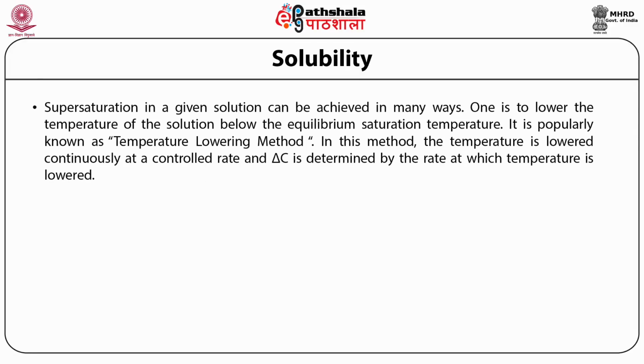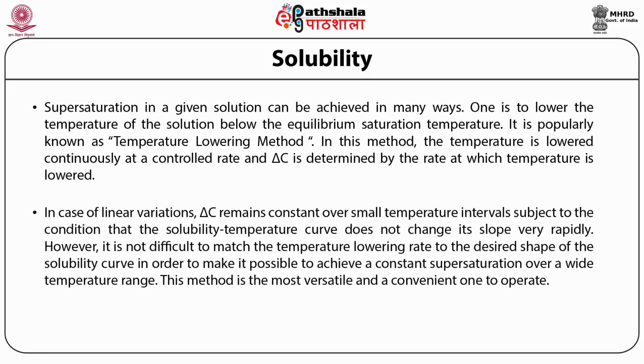Supersaturation in a given solution can be achieved in many ways. One is to lower the temperature of the solution below the equilibrium saturation temperature. It is popularly known as the temperature lowering method. In this method, the temperature is lowered continuously at a controlled rate, and ΔC is determined by the rate at which temperature is lowered. In case of linear variations, ΔC remains constant over small temperature intervals, subject to the condition that the solubility temperature curve does not change its slope very rapidly.